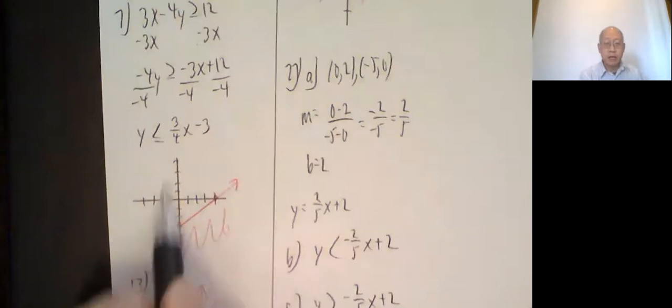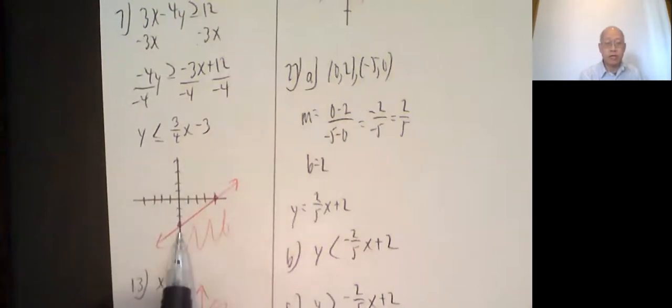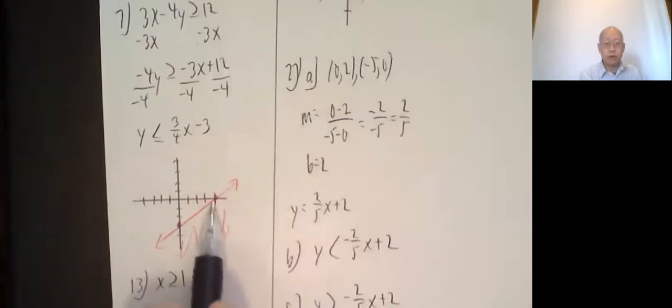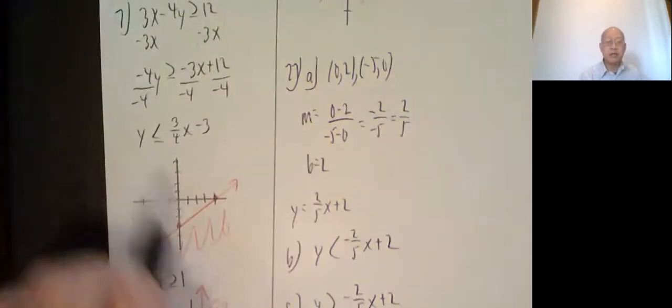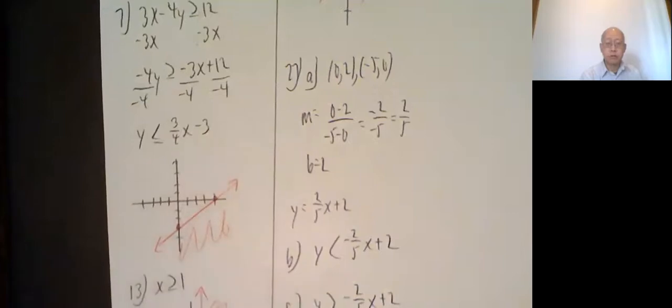So this time I draw myself a solid line. The m is positive 3/4, the b is negative 3: 1, 2, 3. And rise over the run of 3/4, so 1, 2, 3, 4, 1, 2, 3. Connect it with a solid line, and this time less than means I shade below. So shade below this time.